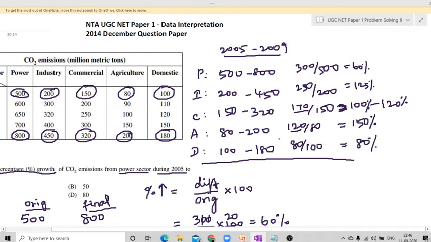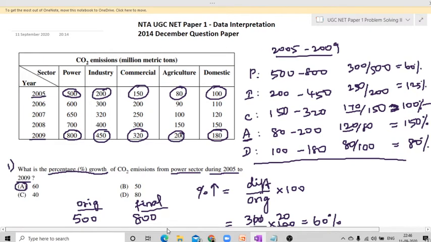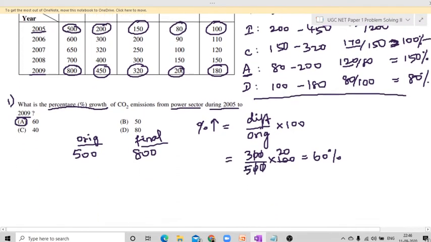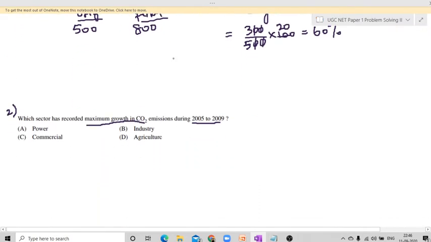So that means the maximum growth is seen in all these five sectors. The maximum is seen in this 150, is it or not? Because the highest value we are getting here is 150. So that means this agriculture is seeing the highest growth in this course of time. So that means agriculture sector is going to be the maximum. That is, agriculture is going to be the answer for this second question.